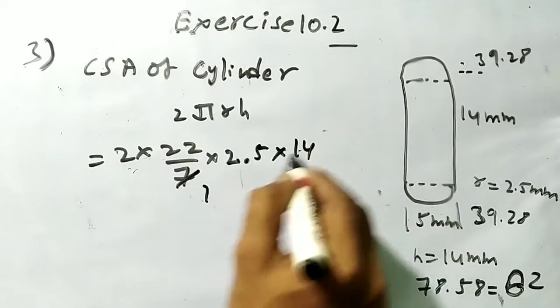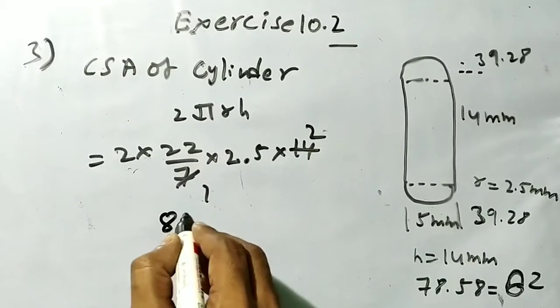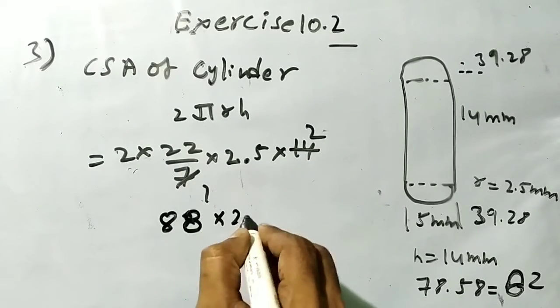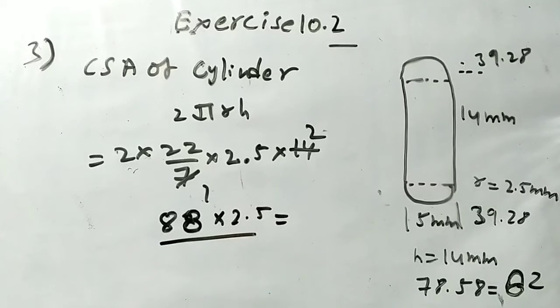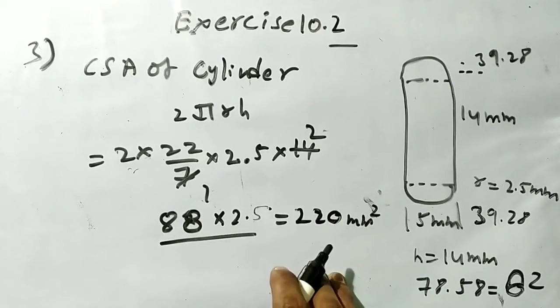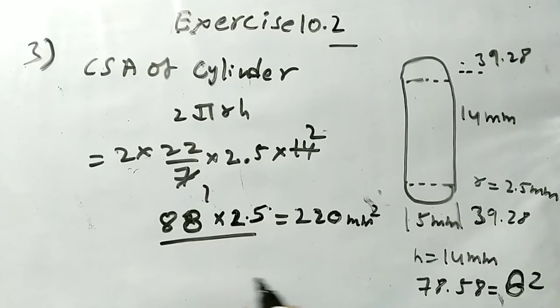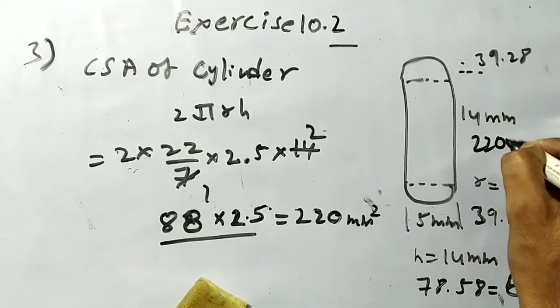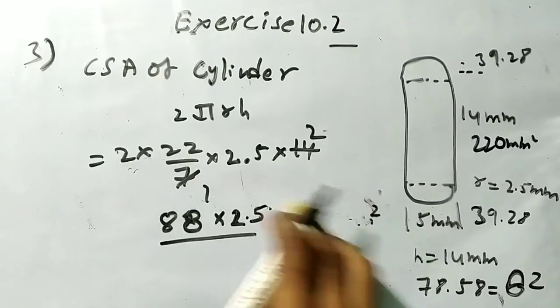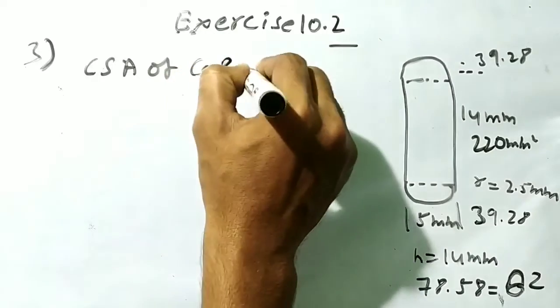7 ones, 7 twos. So 2 fours are 8, 40, 88 into 2.5. So 220 mm square is the CSA of a cylinder. So we got the cylinder and 2 hemispheres. Just add all the values here. I will write here 220 mm square. So let's erase this totally. So this is a capsule, CSA of a capsule.